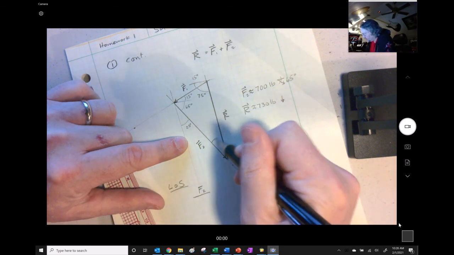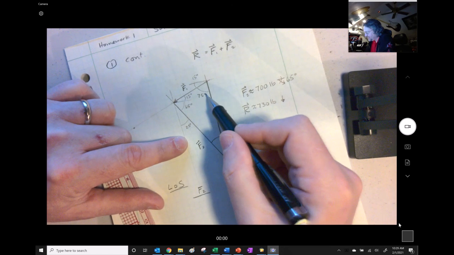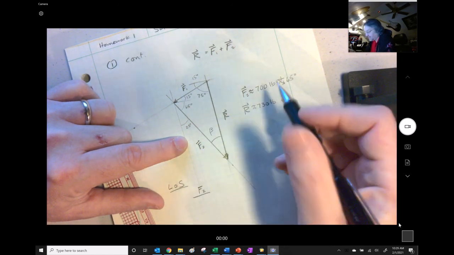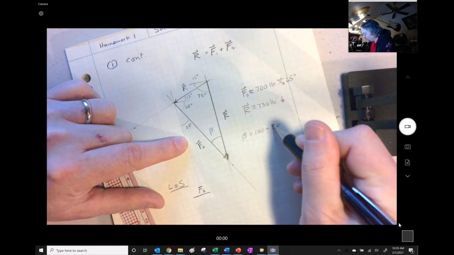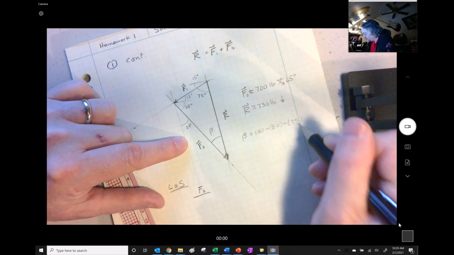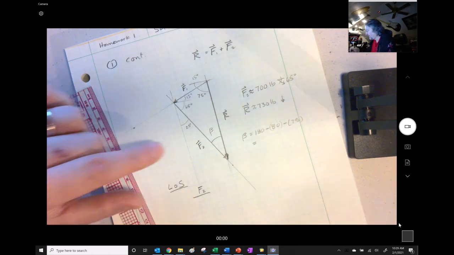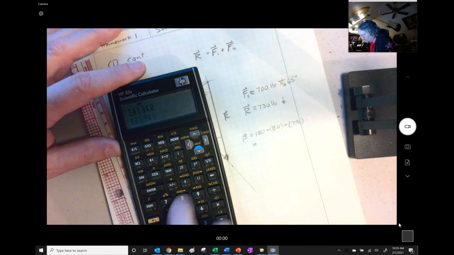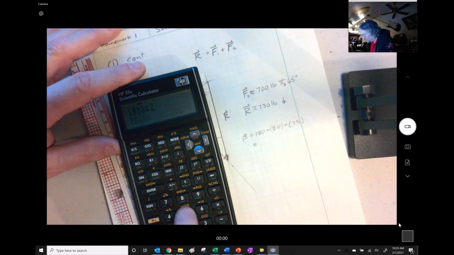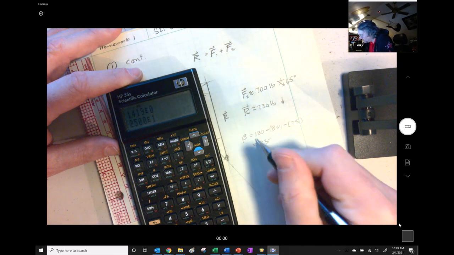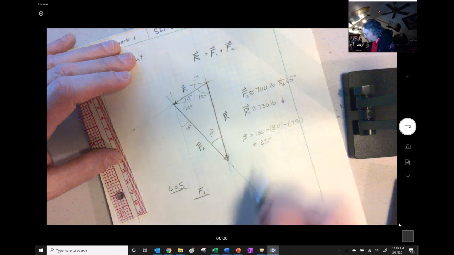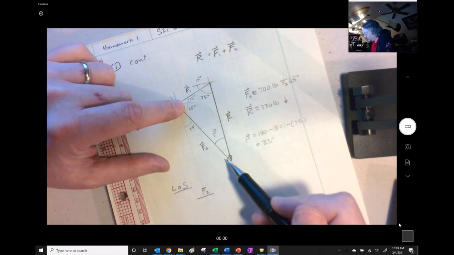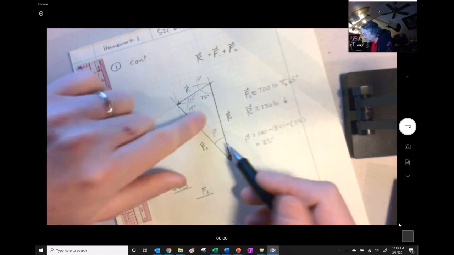Oh, and by the way, I should also have mentioned, this is 80 and 75, so let's call this one beta, I like to use beta. So beta is going to be 180 degrees minus 80 degrees minus 75 degrees. I can't do that in my head. Actually, I could have done that in my head: 180 minus 80 is 100, minus 75 is 25 degrees.